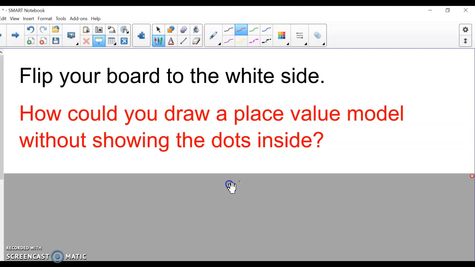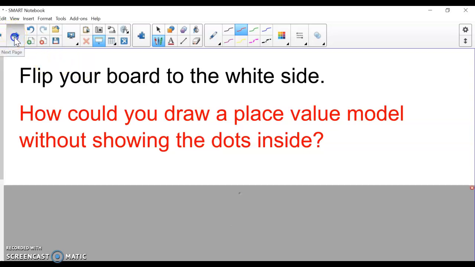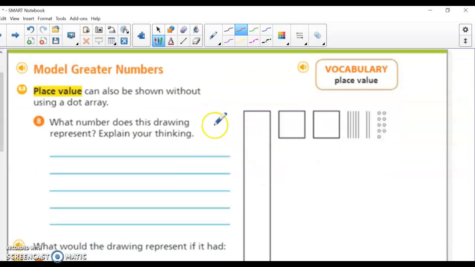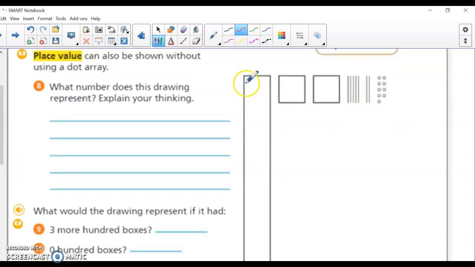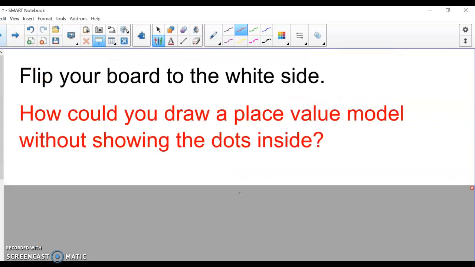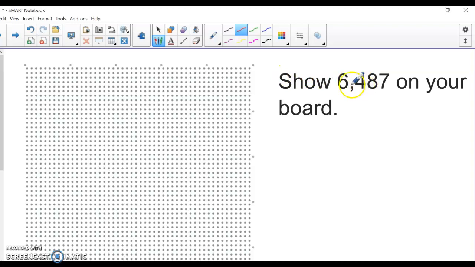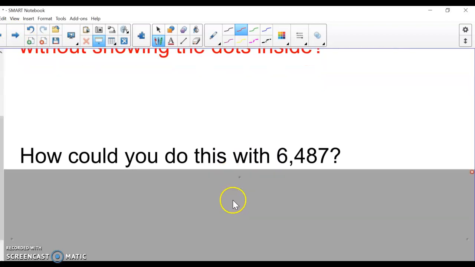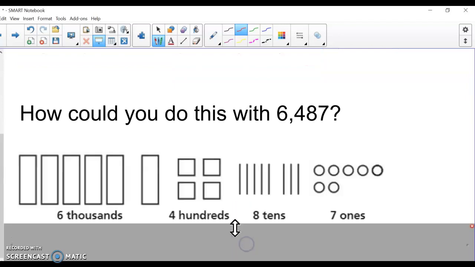We're going to try and draw something like this on the white side of the board, okay? Look, we're going to draw just like this. So our thousands rod is going to represent our thousands. So we can draw a square to represent 100, a quick 10 to represent 10, and our dots represent 1. So going back to our number here, 6,487.